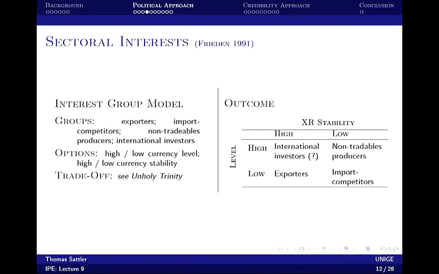We're not going to talk about investors. This is how Frieden classifies the international banks. I put a question mark because it's actually not so clear. And in Oatley, it's very different. He puts them somewhere different, so we should ignore them.